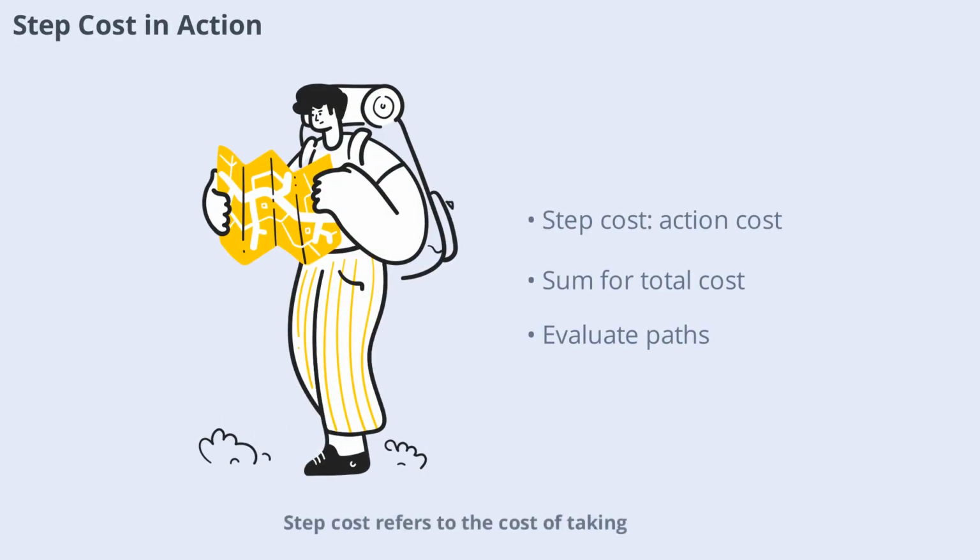Step cost refers to the cost of taking a specific action from one state to another. In the Romania example, the step cost might be the distance between two cities. By summing up the step costs along a path, the agent can evaluate the total cost of reaching the goal.